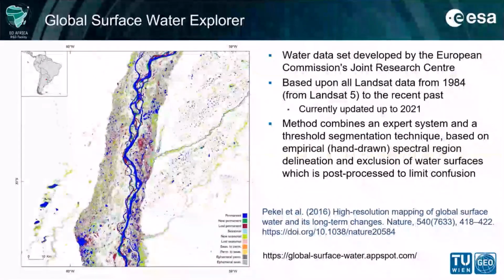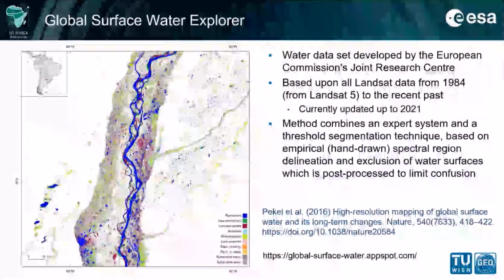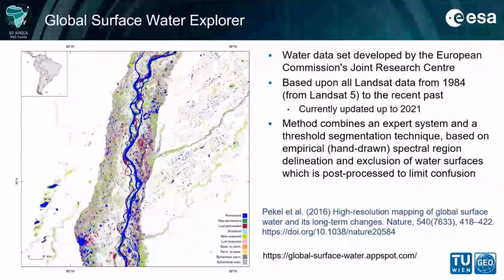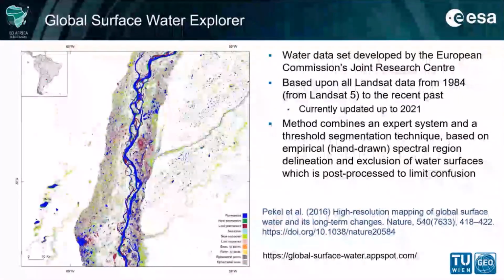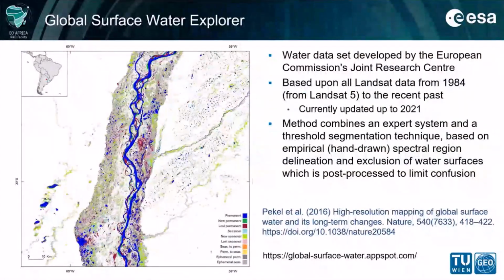Essentially, when we look at the method, it was still quite a straightforward method. It was based on an expert system with threshold segmentation. There was still some empirical inference in how the different land cover types were used, and then there was also some post-processing to limit wrong classifications. The result was quite spectacular because it allowed us to have a very detailed view on how dynamic water surfaces can be on Earth. This is just one of the images that were shown in the original Pekel paper from 2016.